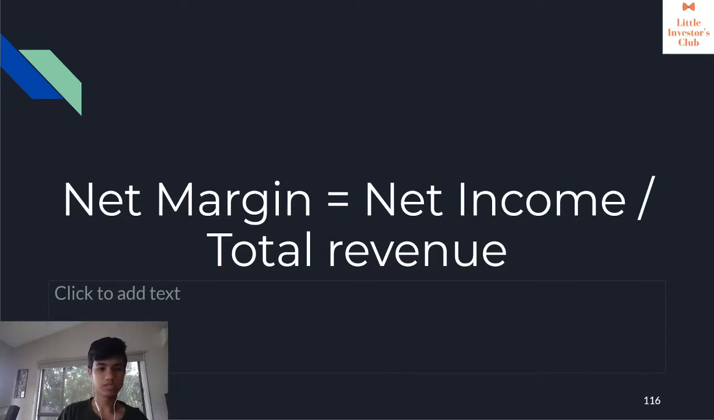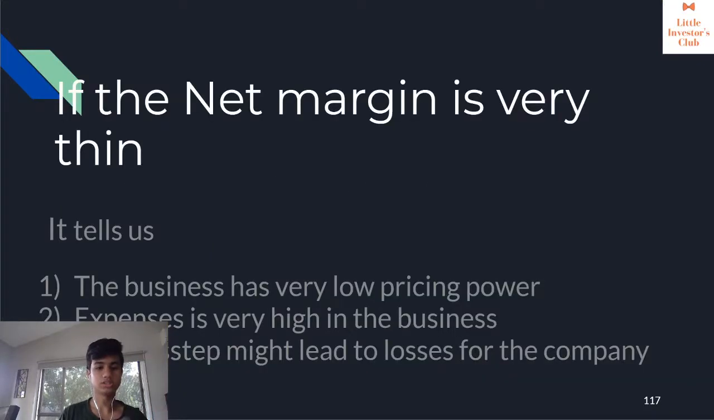And basically what it means is that a thin net margin would tell us that a business has very low pricing power, meaning that they have a lot of inflation risk because they're unable to raise prices, or the expenses are very high in the business because, once again, the way it's calculated is total profit over total revenue. And because of this, if they have to spend a lot in order to keep their profits, that would lead to a very low net margin, which is once again not a very strong business.